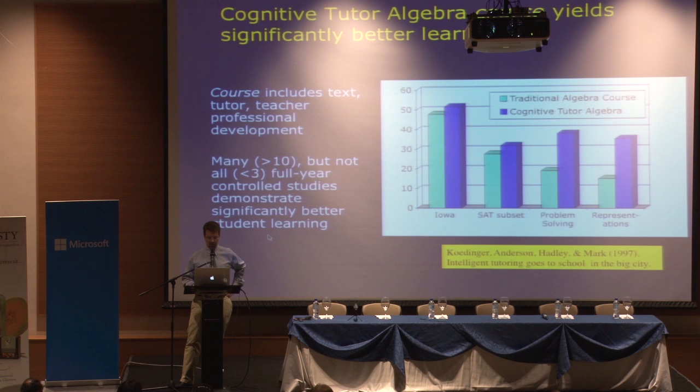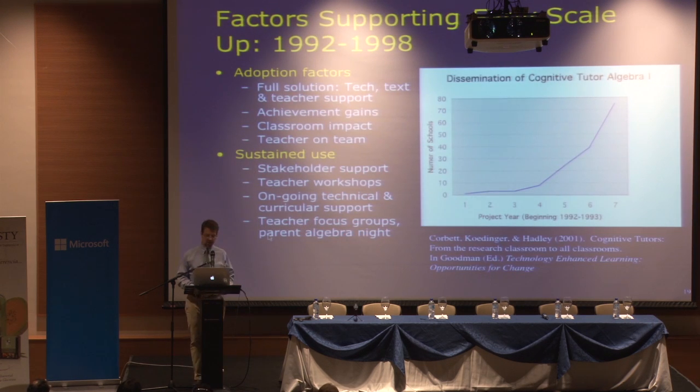What I do want to do, though, is step back a bit and tell you a little bit about our early scale-up. So we started this in the early 90s, and this graph shows the number of schools that got involved over the first 7 years. And what we observed is how it was important to have a full solution, that just having technology only in the classroom, particularly at this time, was difficult for teachers to make decisions about when and how they should use it. So having it integrated in a full curriculum really helped in adoption. We had achievement gains that suggested it was worth adopting. We really paid attention to classroom impact.